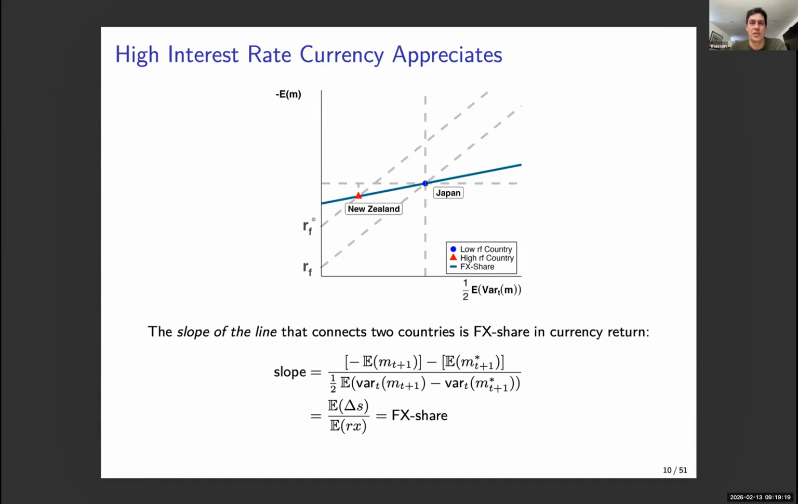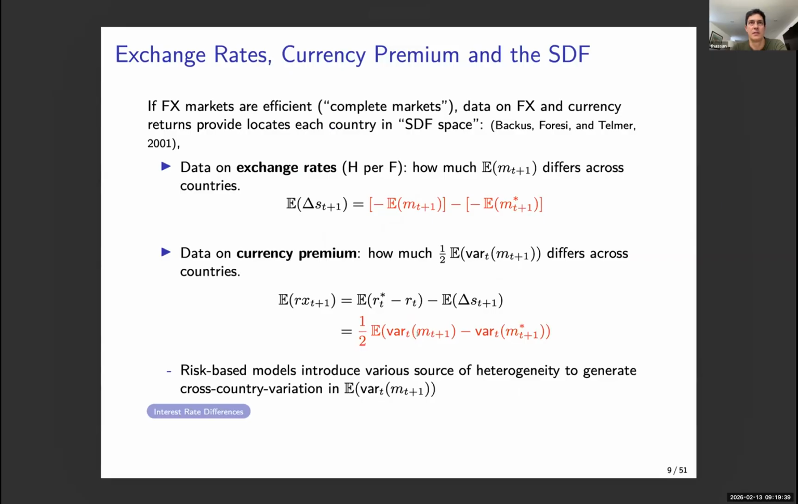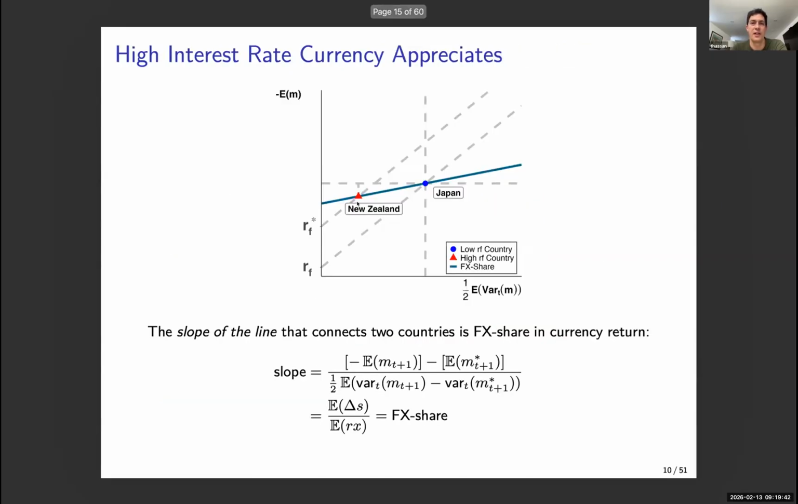I'm going to put two countries here. Japan always has a lower interest rate than New Zealand. So I'm going to put Japan on this low interest rate line and New Zealand on the high interest rate line. The key is that the difference in returns between these two currencies is the horizontal difference here. According to this equation, it is how far apart the variances of their SDFs are. When I write about this, I like calling this differences in the riskiness of two different currencies. So how risky is the Japanese yen relative to the New Zealand dollar?